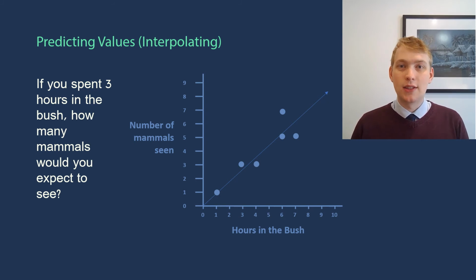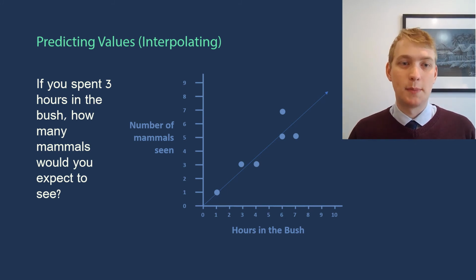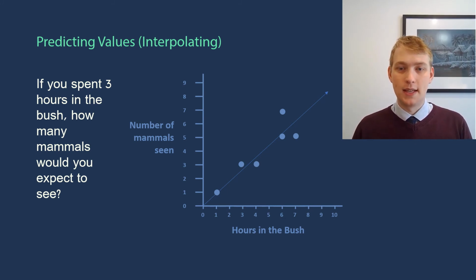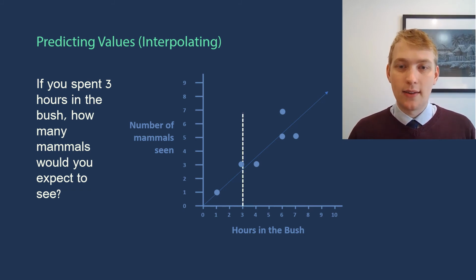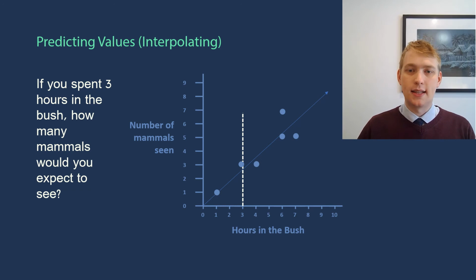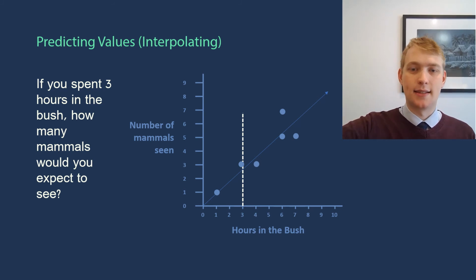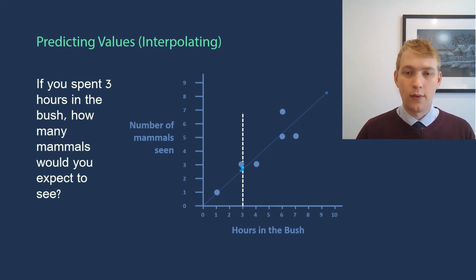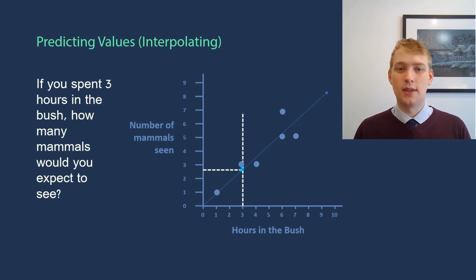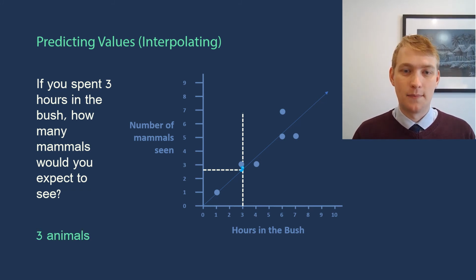Okay, so now we're going to look at how we can predict values using interpolation. So the question here we've been asked is, if you've spent 3 hours in the bush, how many mammals would you expect to see? So the same graph as before. If we spend 3 hours in, we would draw a line up from 3 and see where does it hit the line of best fit. And we can see it hits around this point here. Now, if we can then take a line out and see what on the vertical axis is our value going to be. Now, there could be 2 or 3. Now, you're probably not going to see 2.7 animals when you're out there. So we'll probably say the value is 3. So we're going to see about 3 animals if we're out there for 3 hours.